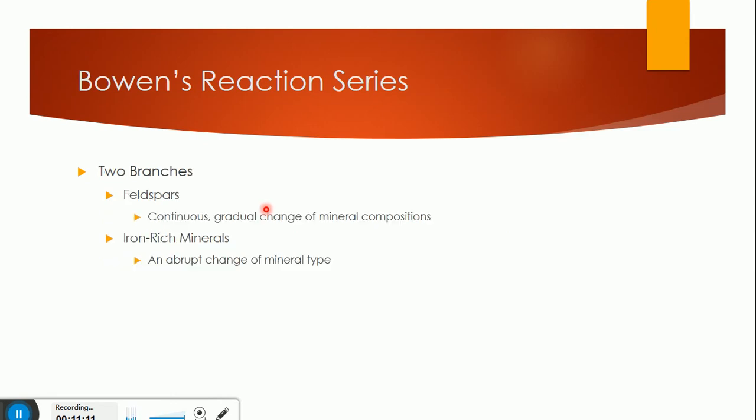Two branches. First is the feldspar branch, that is the continuous gradual change of mineral composition from calcic feldspar to sodic feldspar, that is, the calcic feldspar to albite, that is, anorthite to albite. Iron rich minerals show an abrupt change of mineral type.